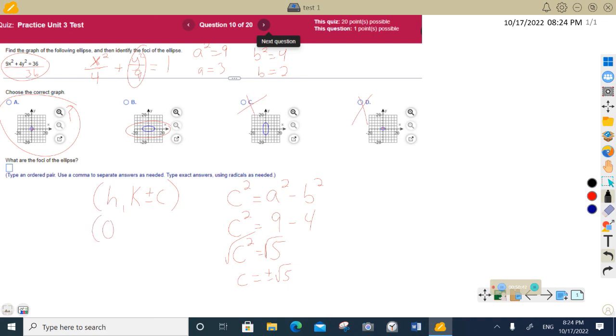So this was 0. Where did h and k come from? Remember, h, k is the center of your ellipse. And so it's 0, 0 plus or minus radical 5. So your two ordered pairs are going to be 0, positive radical 5, comma, 0, negative radical 5.